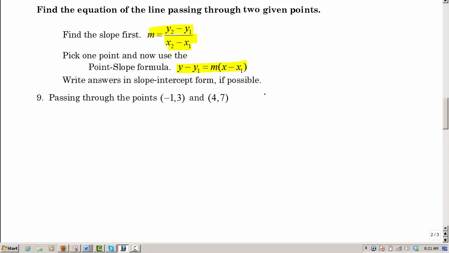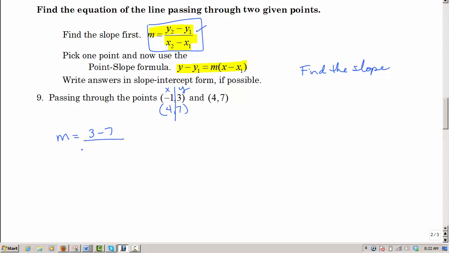All right, so the first thing you always have to do with equations of lines is find the slope. If they don't tell you the slope, you have to find the slope. So I'm going to find the slope by this formula here. Just like on the previous lesson, remember how we lined up our x's and y's to help us find the slope? So our y's, so I'm going to have 3 minus 7 over our x's. There's my slope.